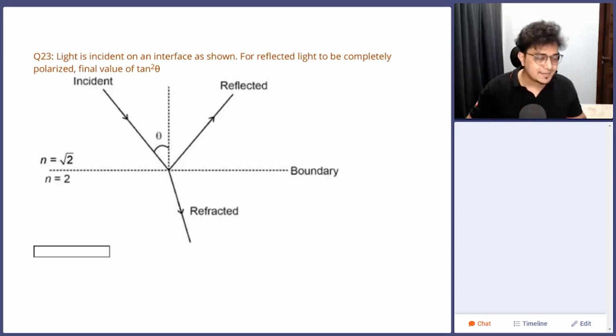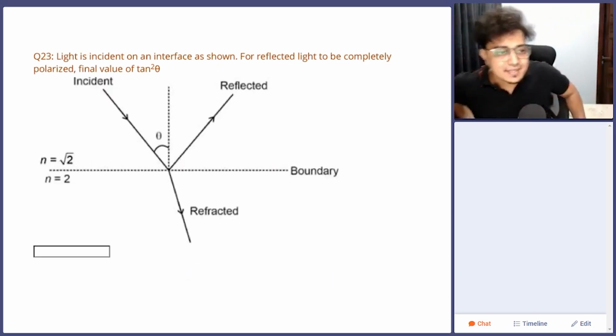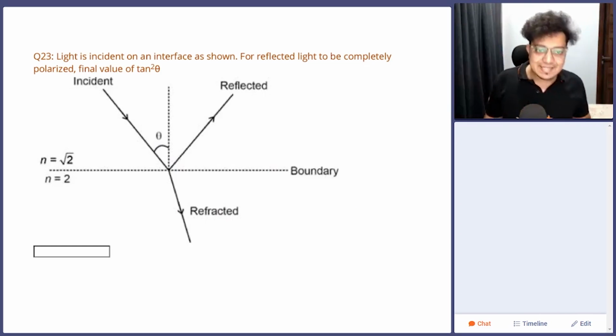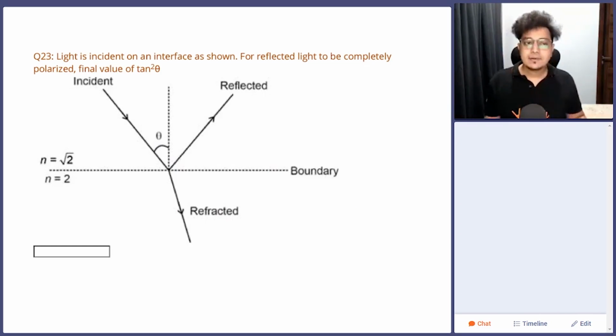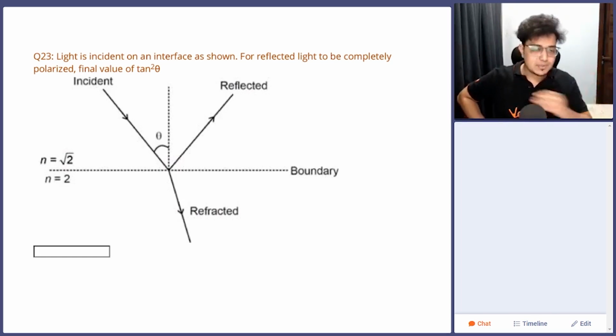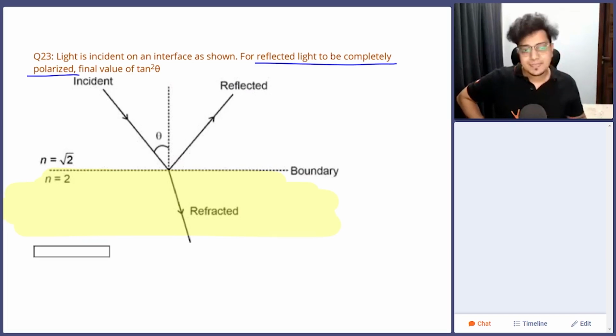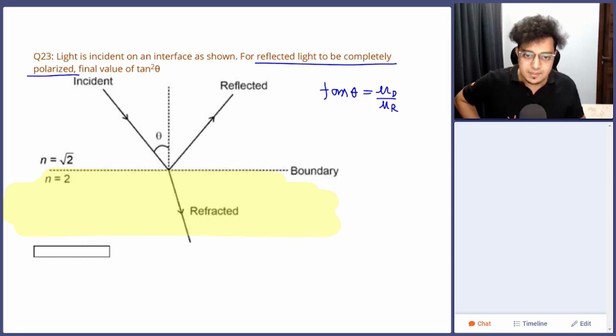Easy? Okay, next question. Light is incident on an interface as shown. For the reflected light to be completely polarized, the value of tan square theta will be? So you can see there's a boundary, there is an incident ray. This is a different medium. We can see the refracted ray in the medium, there's a reflected ray, and the information given is that the reflected ray is completely polarized. That means this angle is Brewster's angle. I can say tan theta is equal to mu of denser medium divided by mu of rarer medium.